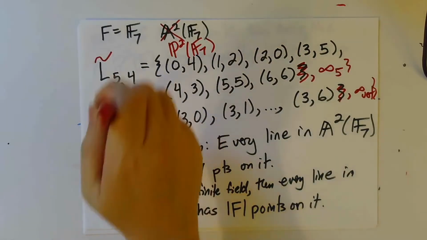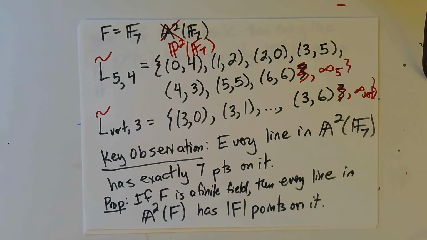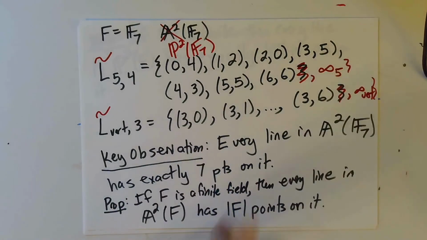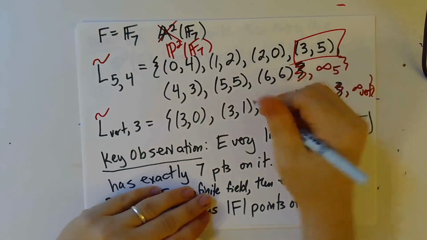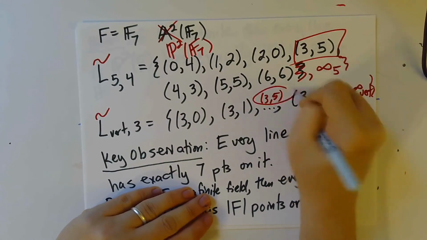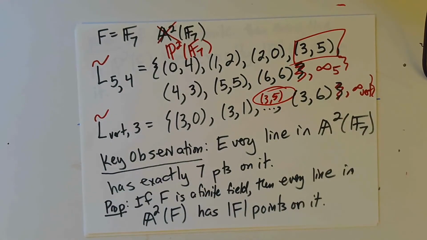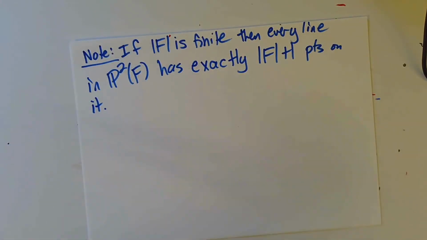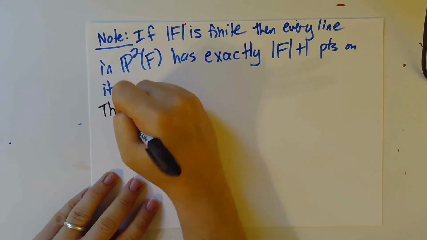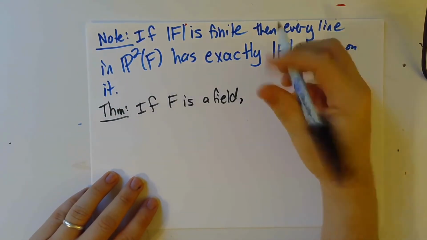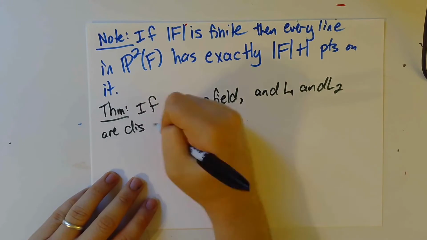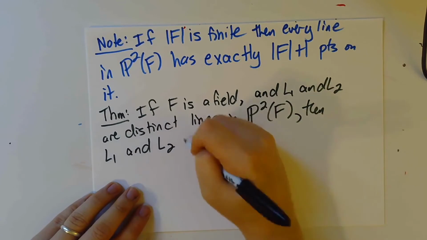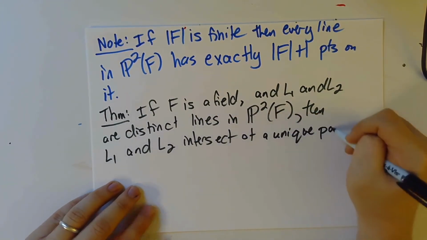And so every pair, I claim, of lines, or cards, if you like, now intersect in exactly 1 point. For these two particular ones, it happens to be this 3 sub 5, which I skipped over writing here in the middle. But that is on both of them. But every pair do. And so this follows from this important theorem: if F is a field, and L1 and L2 are distinct lines in P2F, then L1 and L2 intersect at a unique point.